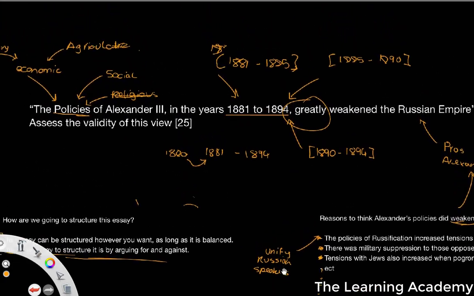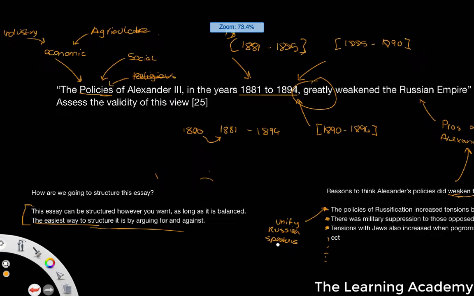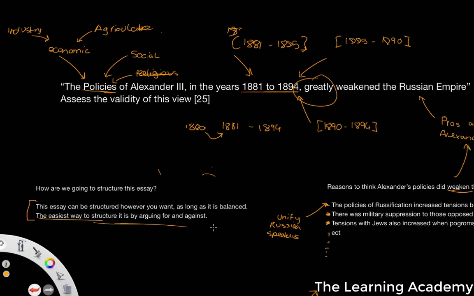So you can really argue it from lots of different angles, okay, and really get into how you would answer this question. It's a very nice question to ask, to be fair, because it's not talking specifically about any specific policies. If it was economic policies, then that would narrow down the sort of things you could talk about, which would make it a little bit more difficult. But it's just policies in general. So anything Alexander did, was it good or bad for the Russian Empire?